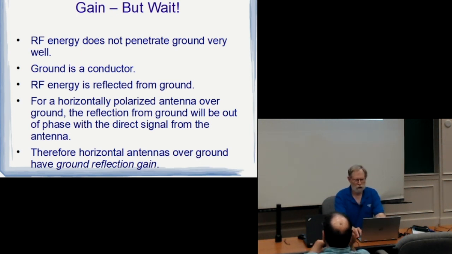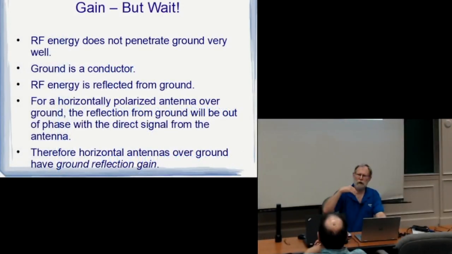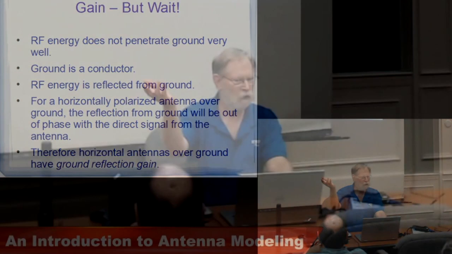RF energy doesn't penetrate ground very well, and that's basically because ground is a conductor. And when the RF energy strikes the ground, as it would with any conductor, it creates a current flow. The current flow in ground, in turn, creates a new RF field. So we have an RF field creating a current, creating an RF field. That's called a reflection. So basically, the RF energy is reflected from the ground.